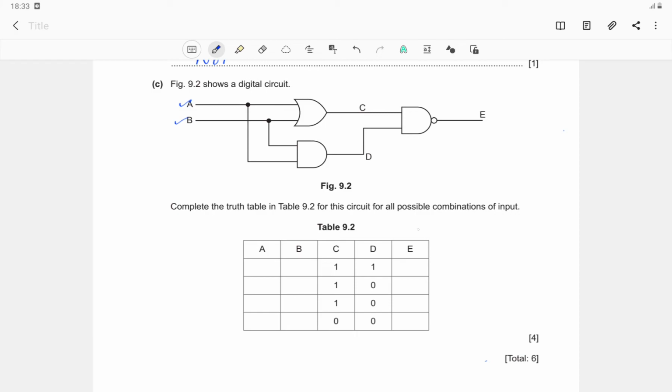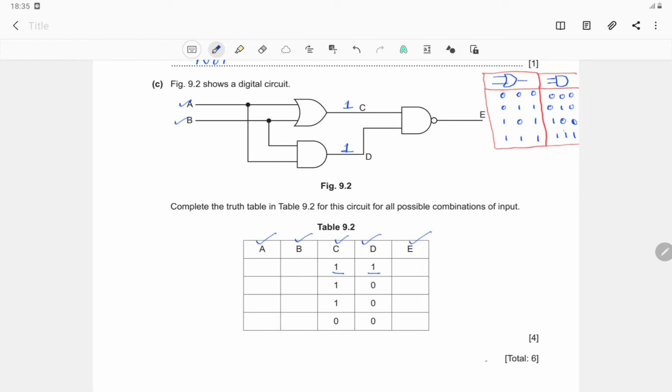So in the truth table, C and D values are given, and you need to find, in order to get the C and D values, what should be the values of A and B, and what will be the final output which is available at E. To solve this question, you need to check each option and find out what the possible inputs and outputs are. So let's go to the first one where C and D values are 1. So you can consider C is 1 and D is also 1.